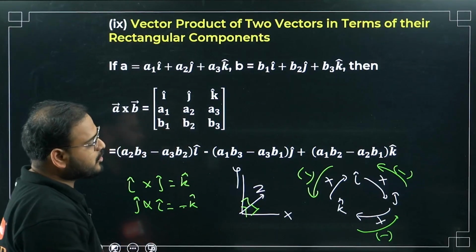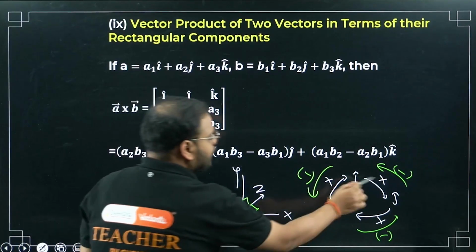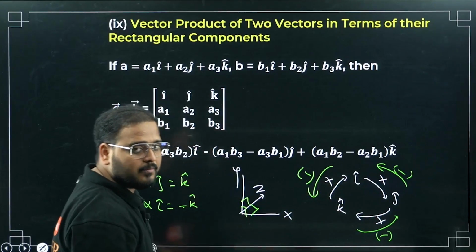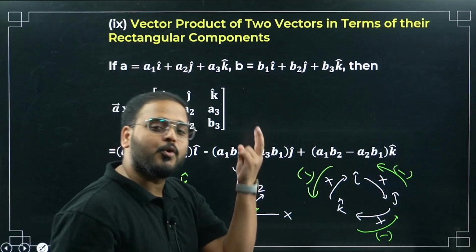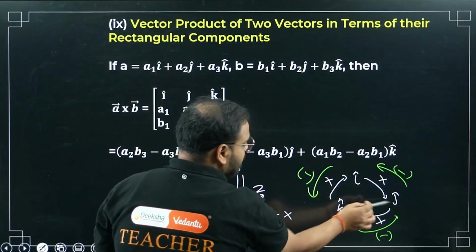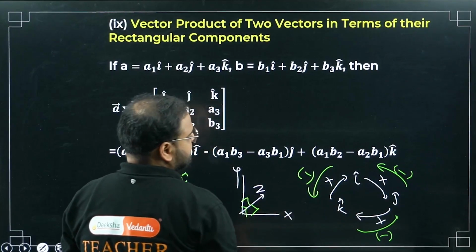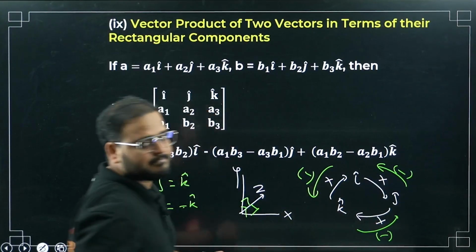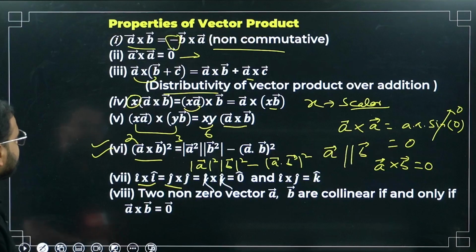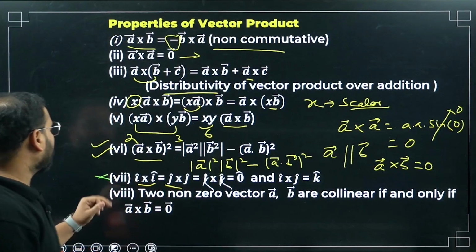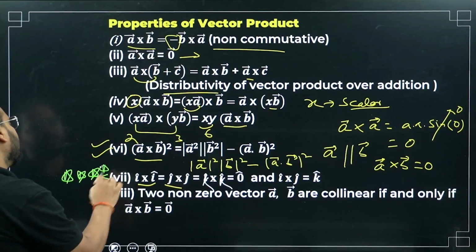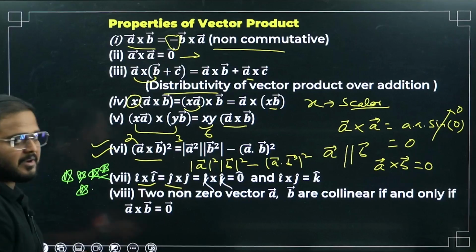I cross J is K. Remember this order: I cross J is K, J cross K is I, K cross I is J. How come, sir? The resulting vector has to be perpendicular to both the initial vectors given in the question. But if you go reverse, K cross J is minus I, J cross I is minus K, I cross K is minus J. Simple enough. Please have a look, the same thing is explained over here in the seventh property. Very, very important property, I think one of the most important properties of the vector product.